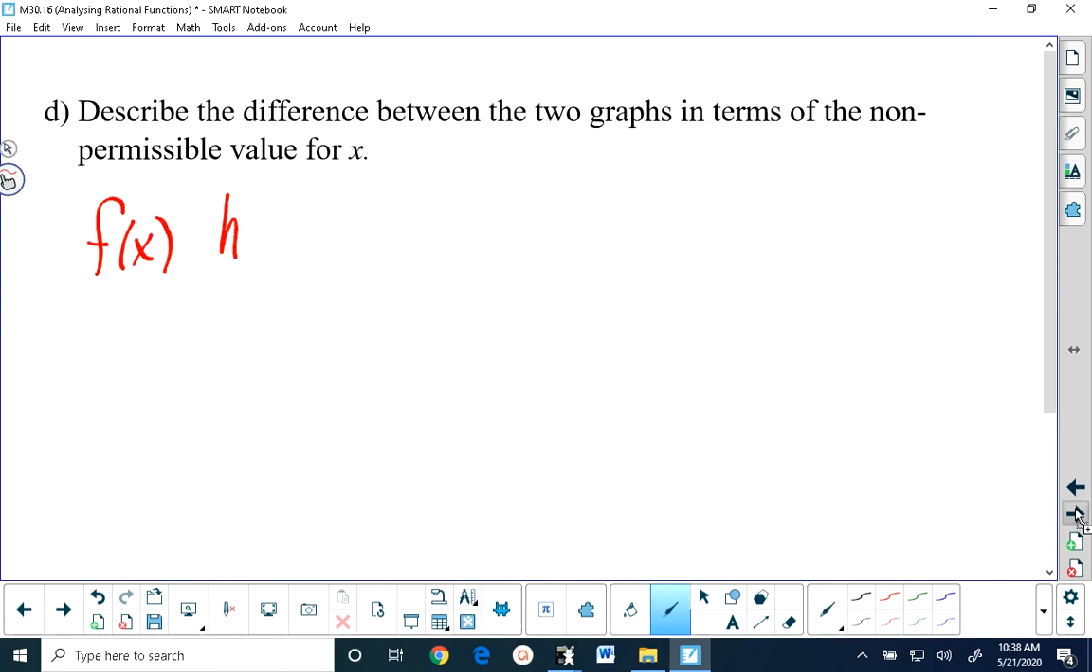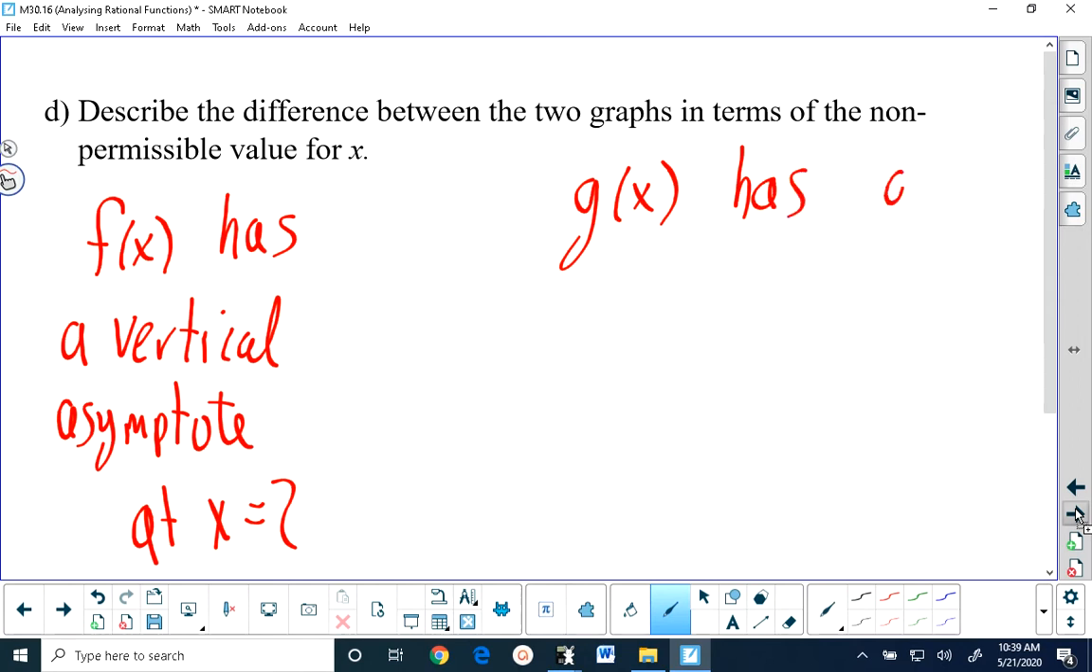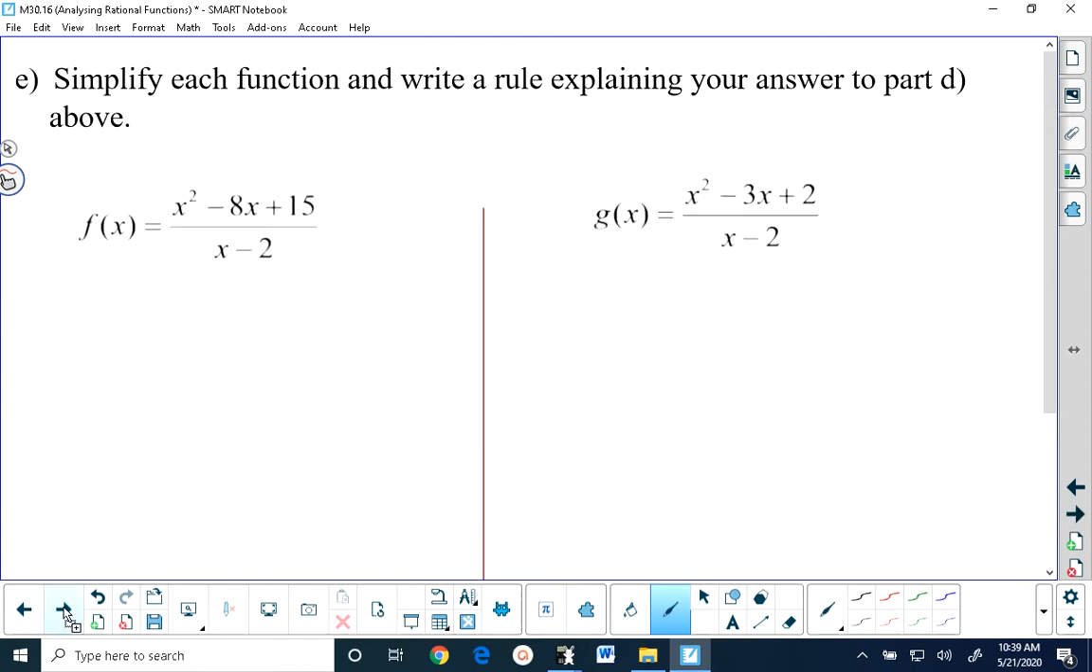F of x has a vertical asymptote at x equals 2. G of x has a hole at x equals 2. And a hole is sometimes referred to as a point of discontinuity. Simplify each function and write a rule for explaining your answer.